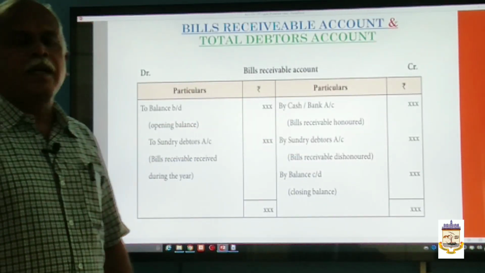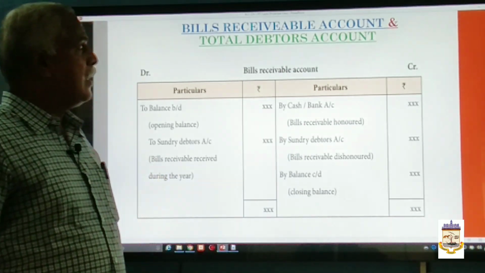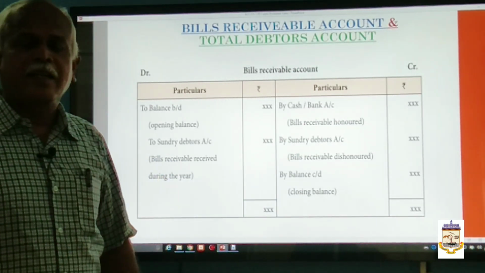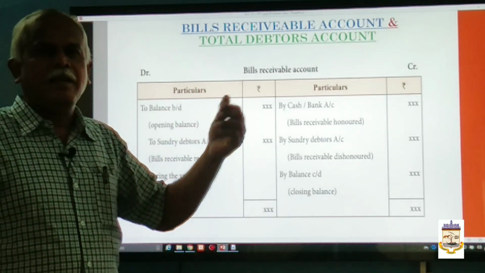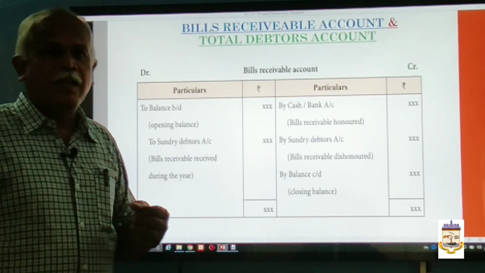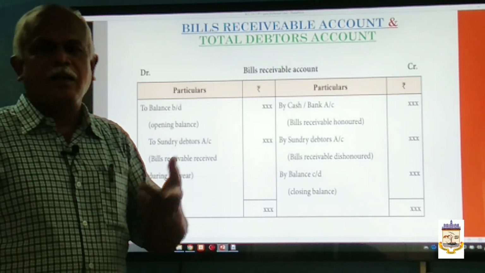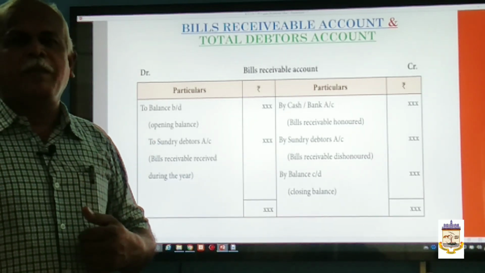Now coming to the preparation of, that is to calculate credit sales, we need to prepare a total debtors account and a bill receivable account. What is a bill receivable account? Debtors account, we know, is where customers need to pay the money.